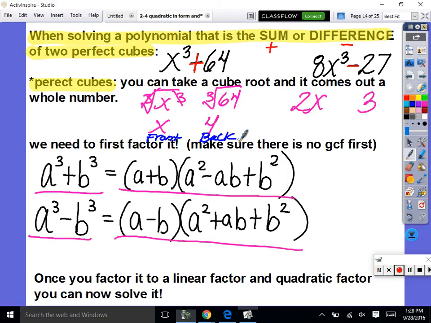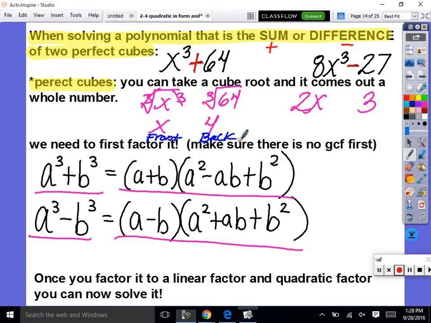So what I mean is front with front. A times A is A squared, correct? Then the front with the back, that's A times B. Do you see how we have an A times B? Ignore the sign. I'll tell you how the signs work in a minute. Then the back with the back. B times B is B squared. Does everybody understand?